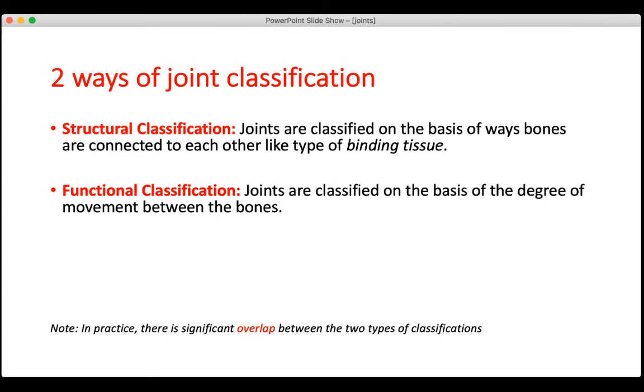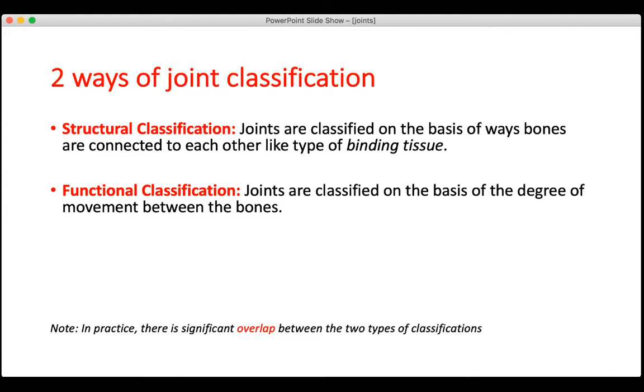So structural classification is on the basis of how two bones are interacting, how two bones are connected, whether there is some cartilage, whether they have concave or convex shape, and what kind of binding tissue is there in that joint. So all these structural details, when we take into account, on the basis of structure, that joint classification is known as structural classification.